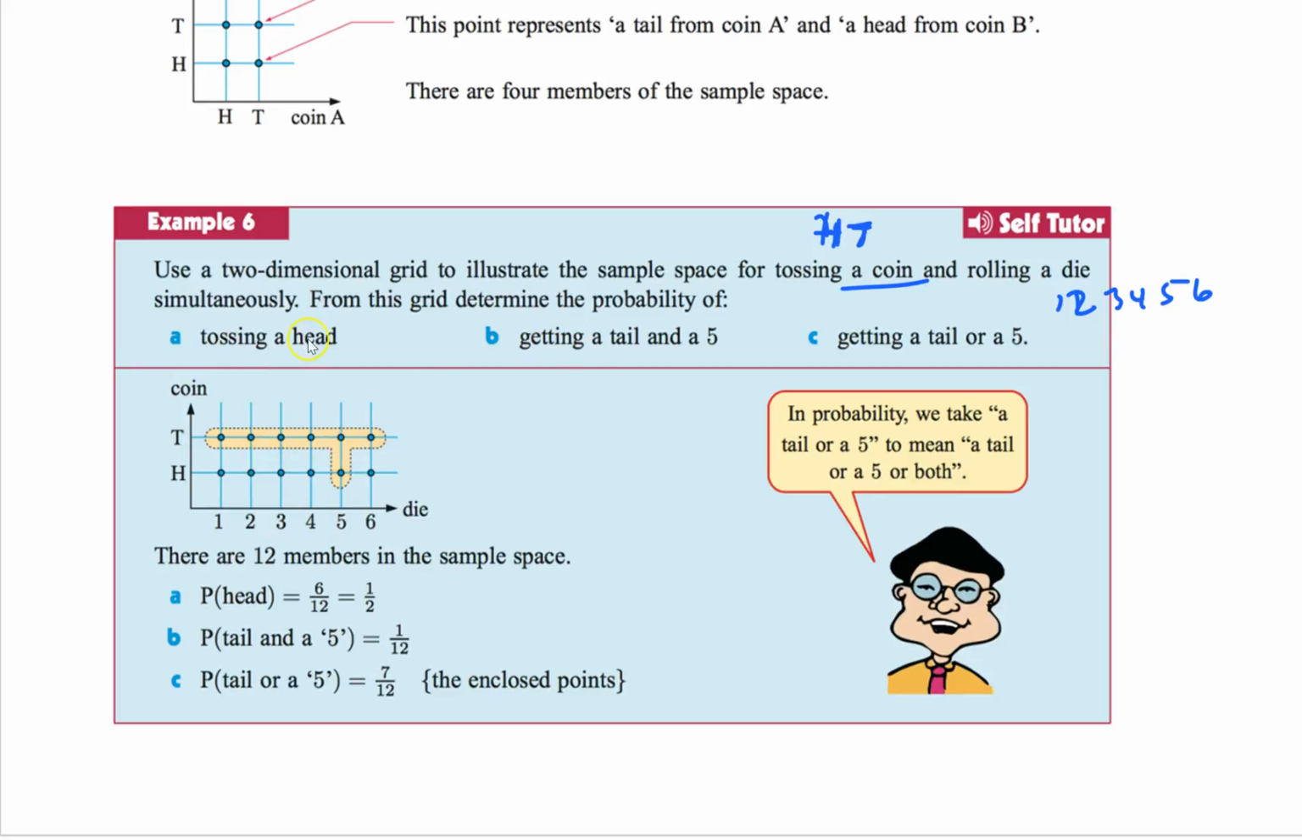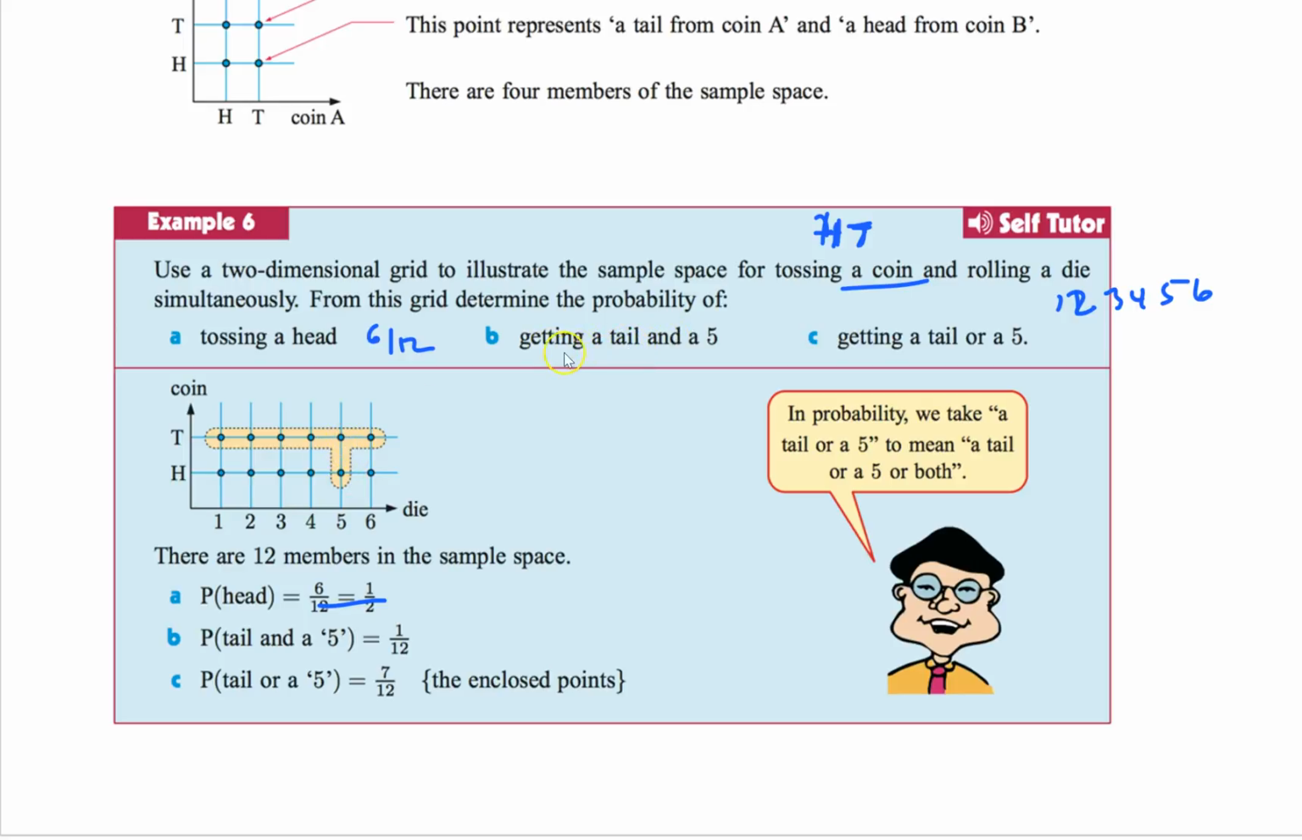What's the odds of tossing a head? Well, here's heads. So 1, 2, 3, 4, 5, 6. So 6 out of 12, or 1/2, as they demonstrate down here. That's me underlining it and highlighting it, not crossing it out. What's the odds of getting a tail and a 5? Right now, this is where it really comes in handy. Getting a tail, so these 6, or getting a 5.